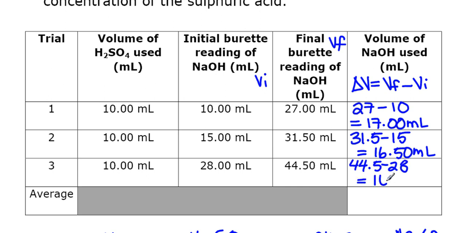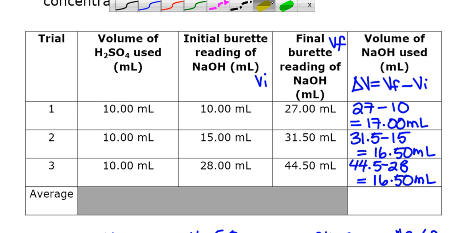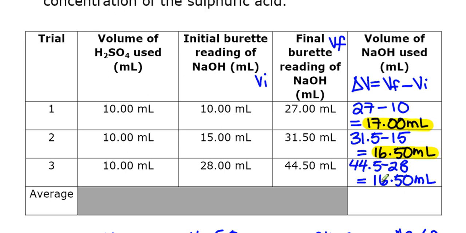This one also ends up being 16.50. So we've got slightly different volume for the first, but two for the second and third that are the same. When you're doing an experiment, usually your data varies from trial to trial because of accuracy and some experimental errors that happen, and that's why you see different values being produced here.